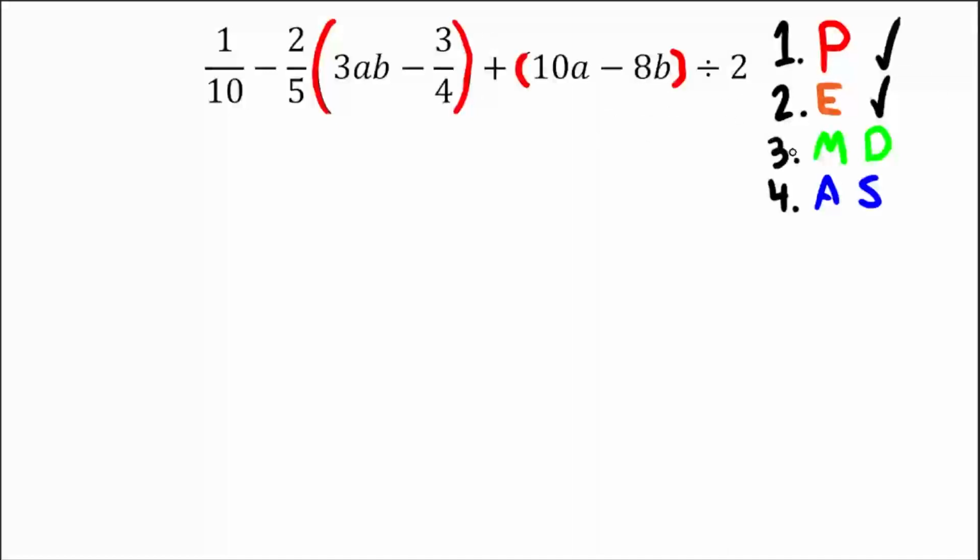Now the multiplication and division. We can see that there's a multiplication right there. When there's an empty space, that means that there's a multiplication. So watch out for this. And there's a division here as well, right? And then I'm just going to identify the addition and subtraction. So there's a minus, there's minus, plus, minus. All right. Let's solve this puzzle. Let's reduce this algebraic expression.